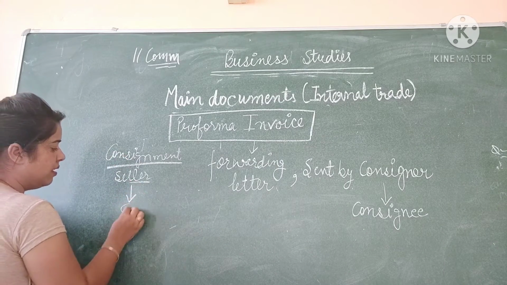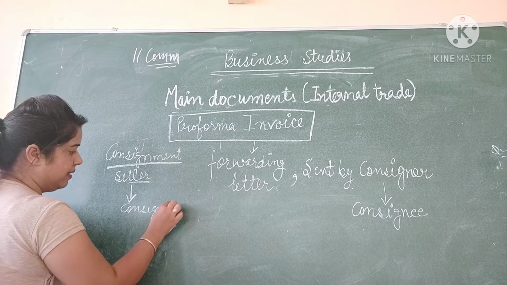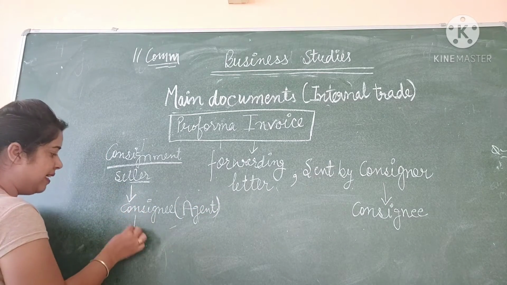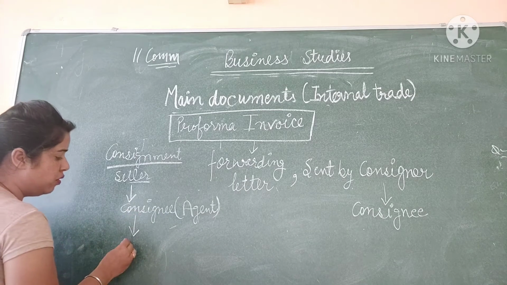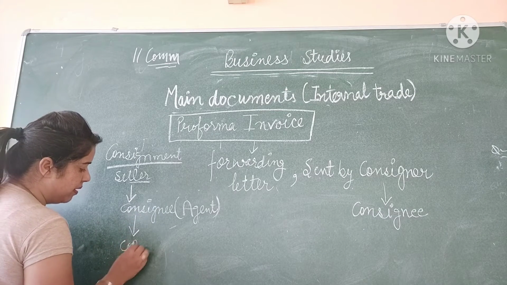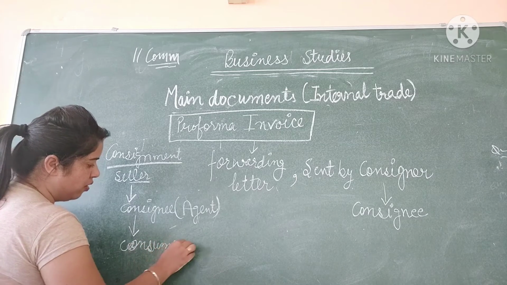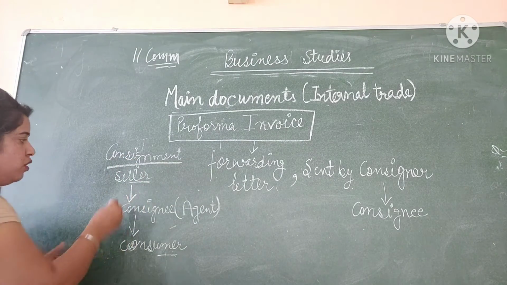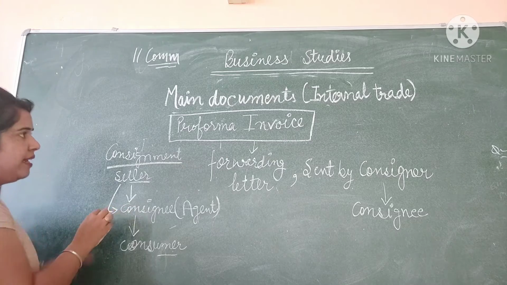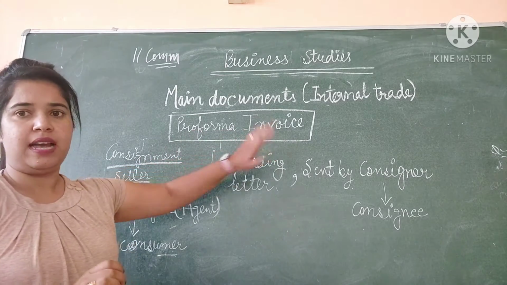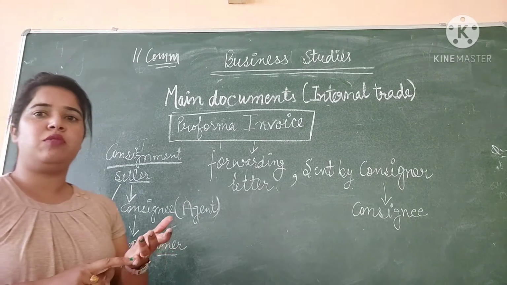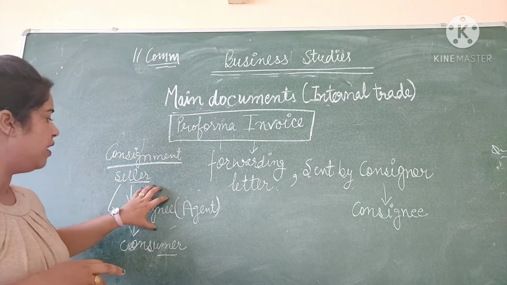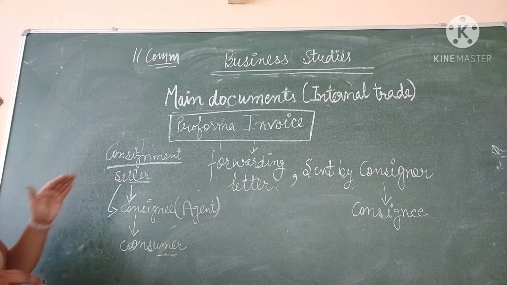Seller sent the goods to the consignee. Consignee is generally an agent. Then consignee helps the seller to distribute those goods to the final consumer, to the final buyer or to the consumer. Here a document which is sent along with the goods by the seller to the consignee, that is known as performa invoice. And on performa invoice there was a written detail about the quality and quantity of the goods. Alright, and these goods are to be distributed by the consignee to the consumer.